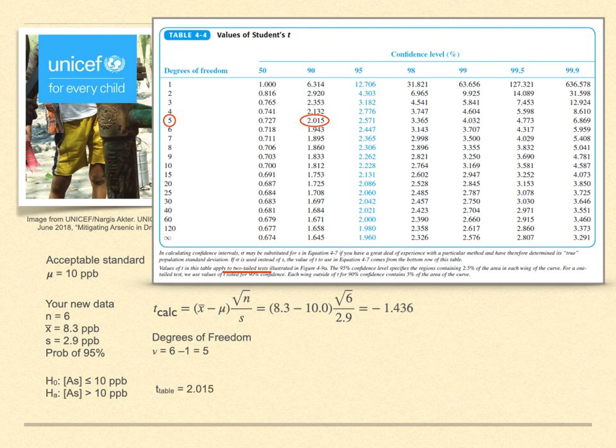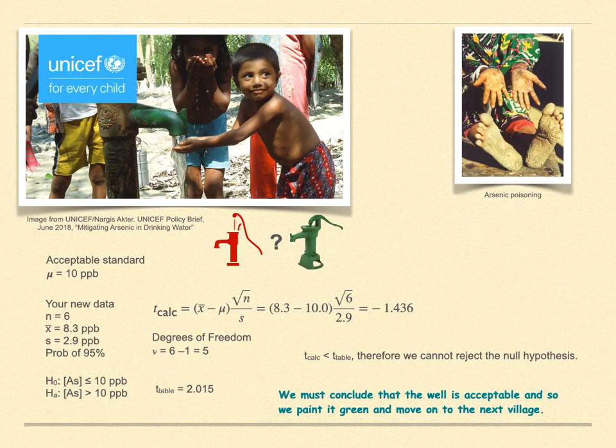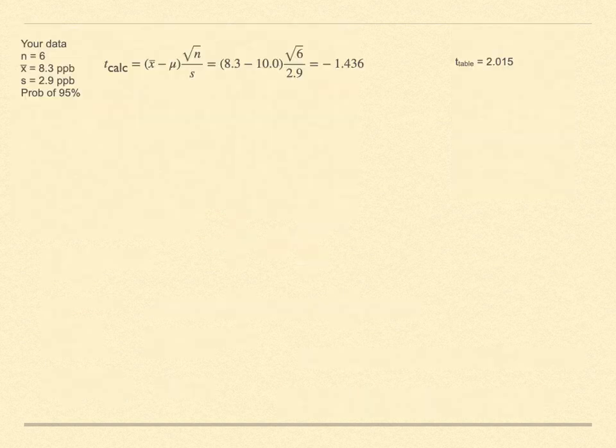Our calculated t-statistic is smaller than that from the table, so we conclude that our data is not able to reject the null hypothesis. Therefore, we declare the water from the well to be acceptable, we paint it green, and move on to the next village. Now here's your data again. We see that the calculated t-value is less than, in fact it's negative, the tabulated value. And since we have the right side one-tailed test, we are not able to reject the null hypothesis and we paint the well green.